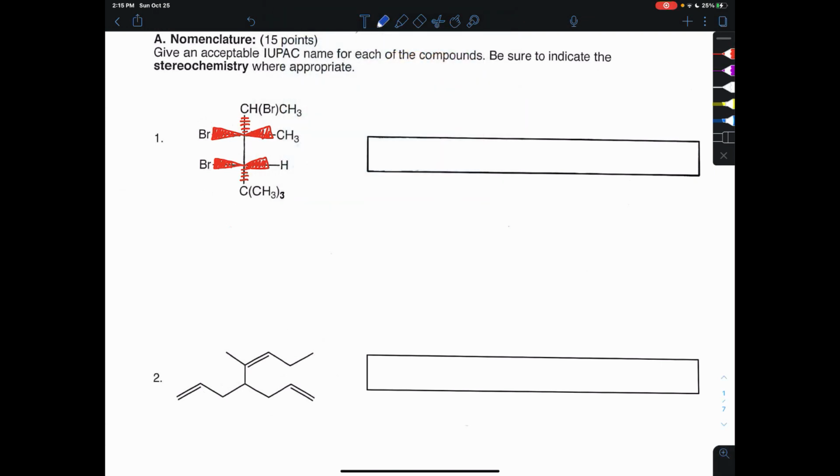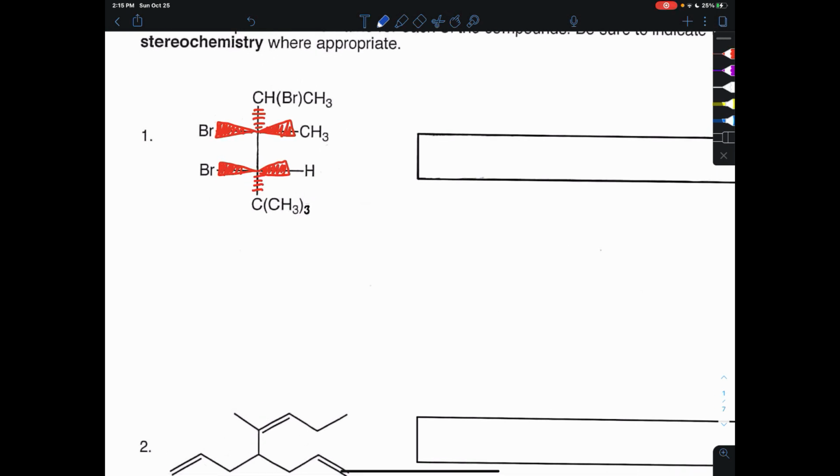Now to determine my longest chain, I know there's a carbon here, 1, 2, 3, 4, 5, and 6, right? Or I can count the opposite way. Now if I count this way, I'm going to have a sub on number 2. I'm going to have 2 subs on number 3, so 3, 3. I'm going to have 1 sub on number 4 and 2 subs on number 5.